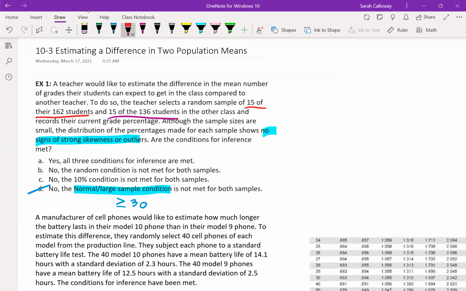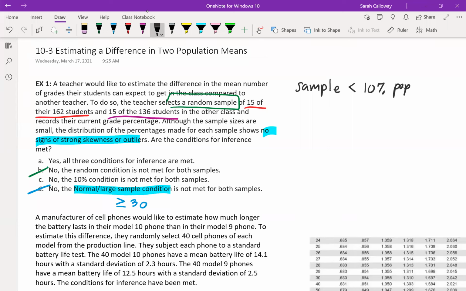Then the first condition, remember, is randomness. And so the fact that she selects a random sample tells us that the randomness condition was met. The final one is the 10% condition. So remember, the 10% condition is that the sample must be less than 10% of the population.